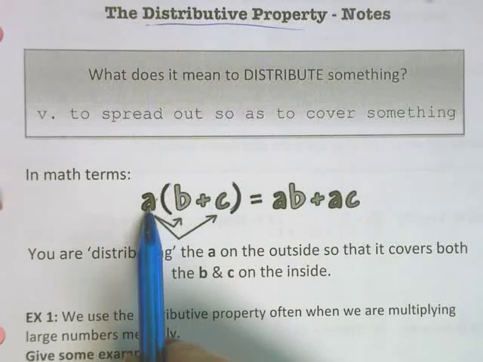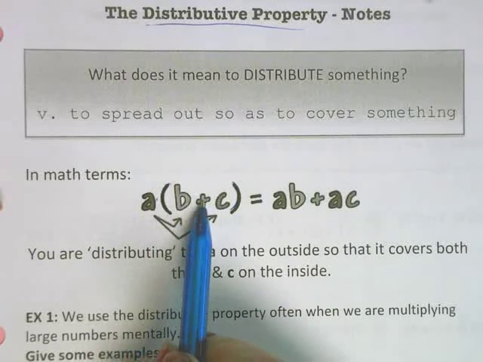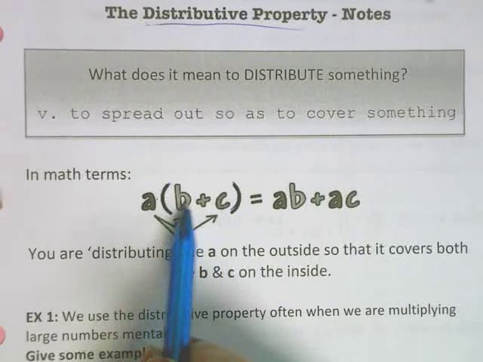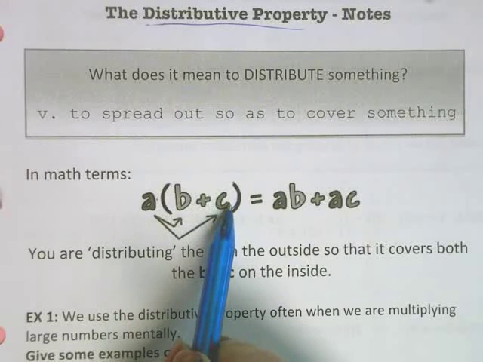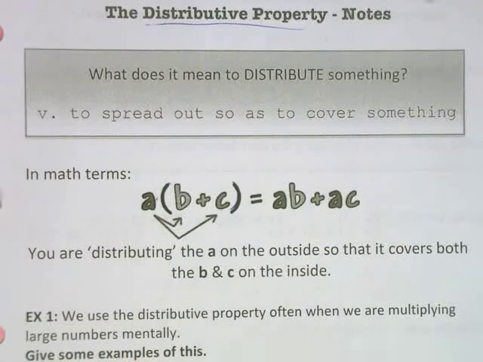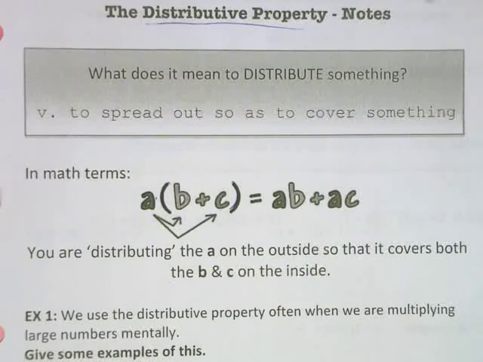This would be A times B plus, then you go back out here and do A times C. You have to multiply this number on the outside by everything on the inside. And that is what the distributive property is. We're distributing it to be multiplied by everything there. So we're going to show you how we use that with just mental math and with some variables.